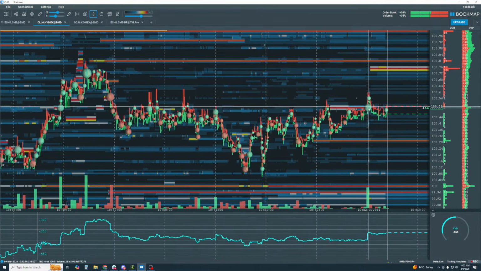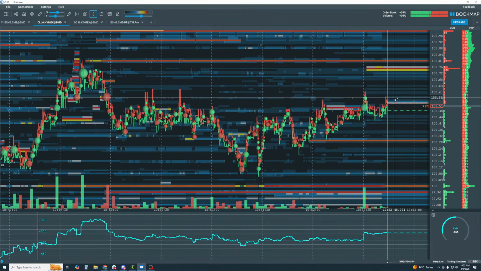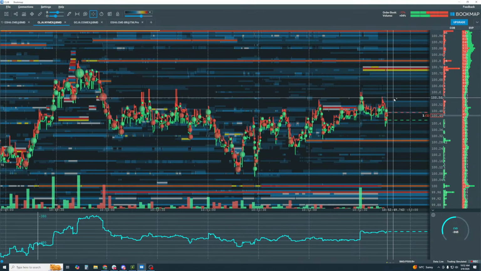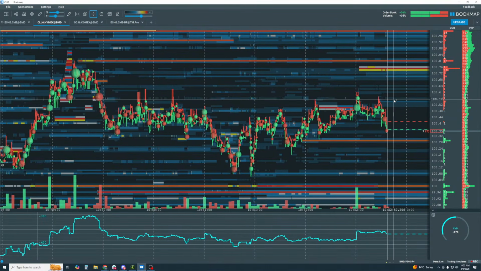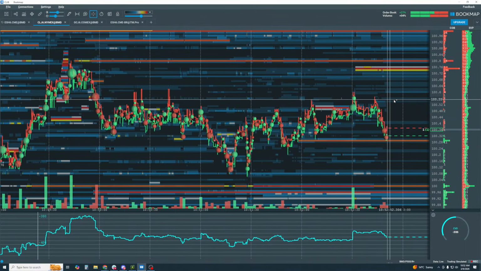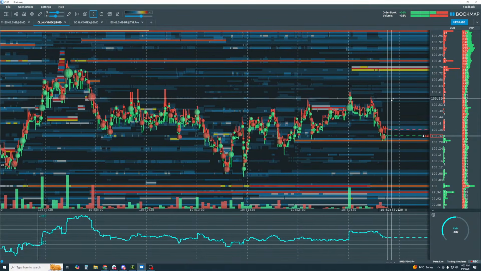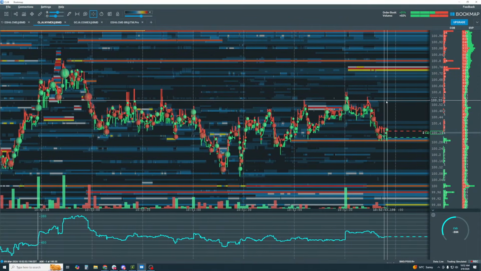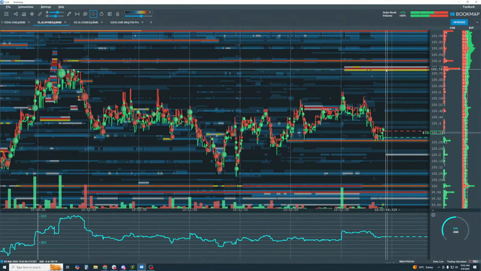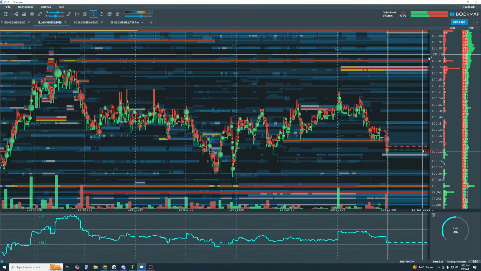Okay, some good buying right there. Let's see if we can come back up again. Nope. Okay, if we get a nice retest back up here, then I think I will look for the break up into the higher levels of liquidity.